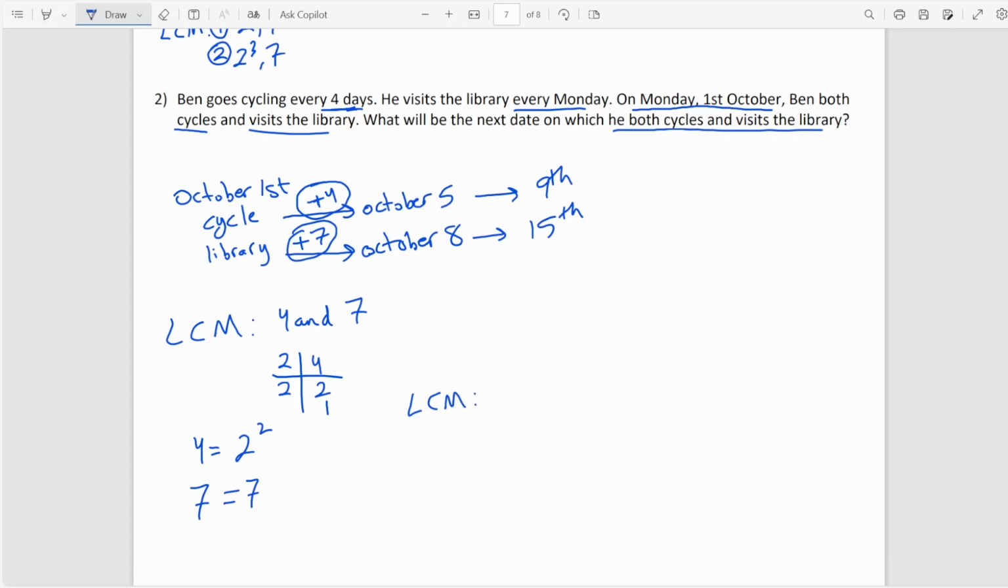So for the LCM, we select all the numbers, so 2 and 7, and then the highest power for each, so 2 to the power of 2 and 7. And so the LCM is equal to 2 to the power of 2 times 7, which is 4 times 7, so 28. So after 28 days, he will do both cycling and visit the library.